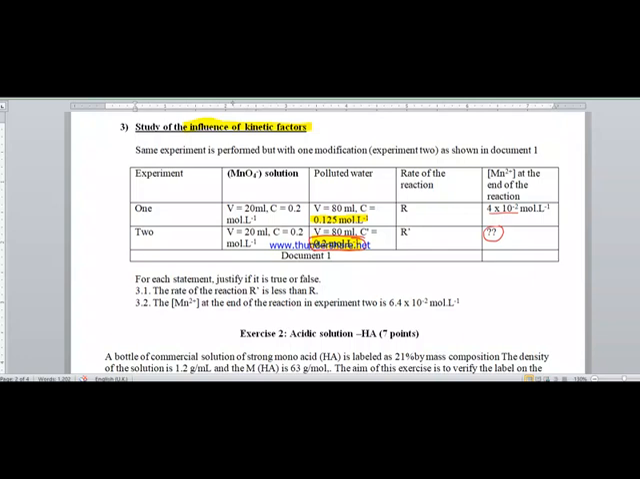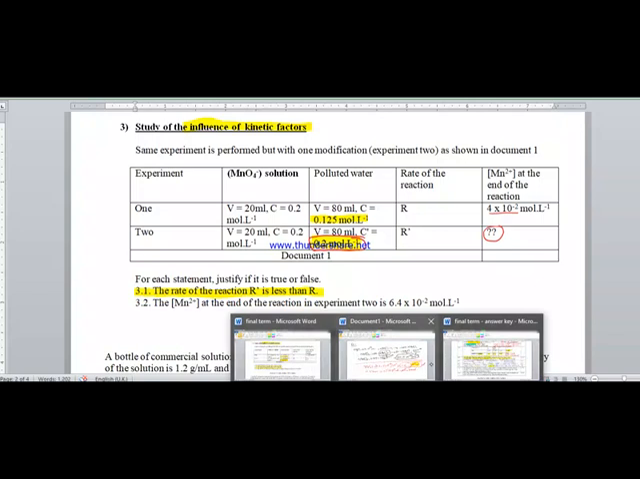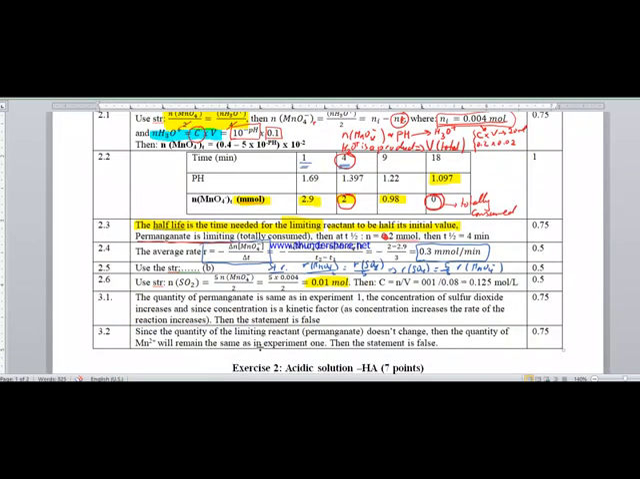The first statement: the rate of the reaction R prime is less than R. So, is the rate of the reaction in experiment 2 less than R in experiment 1 or not? According to the variation in the concentration of polluted water, we notice that the concentration of sulfur dioxide in polluted water is more in experiment 2 than in experiment 1, and we know that concentration is a kinetic factor. As the concentration increases, the rate increases.